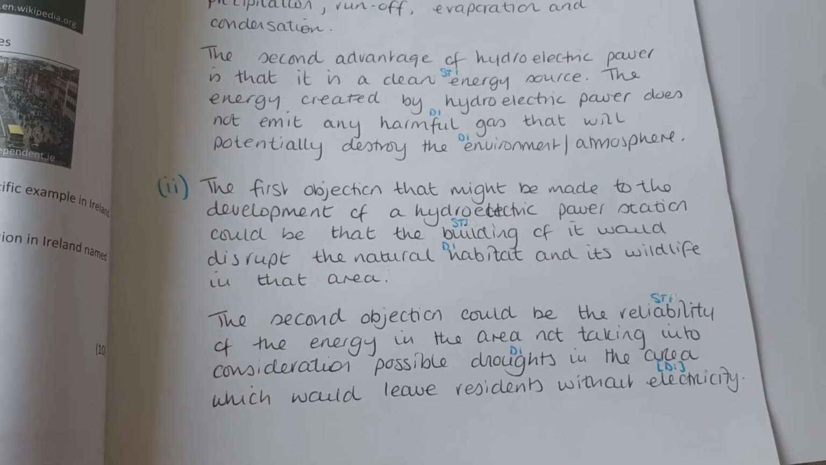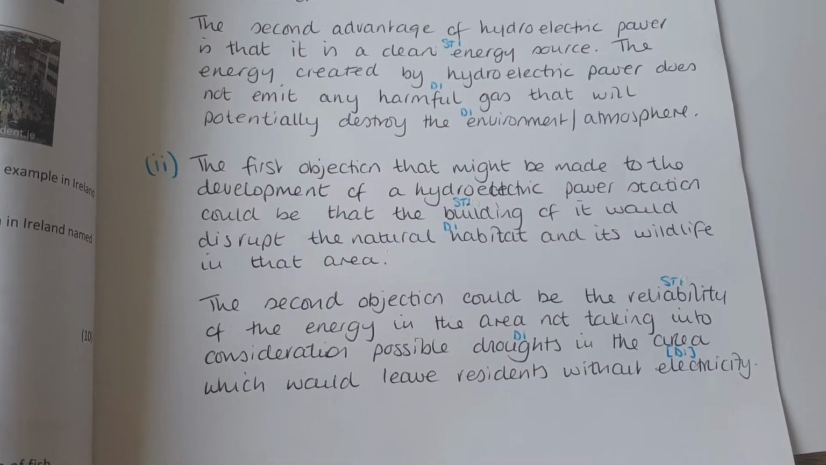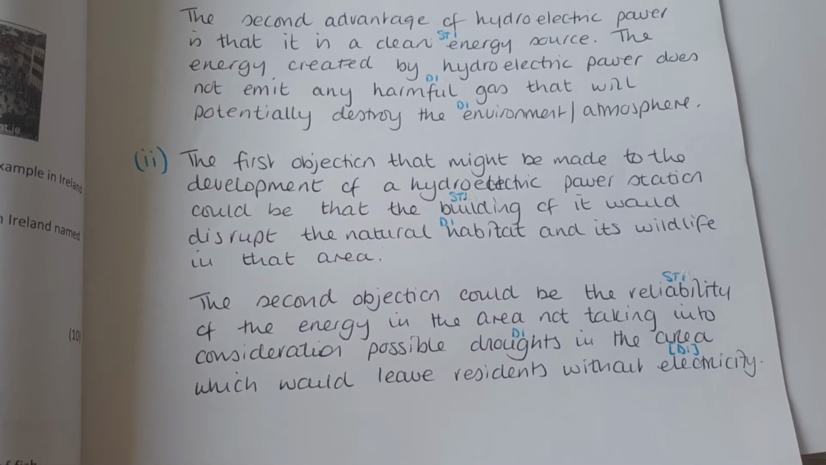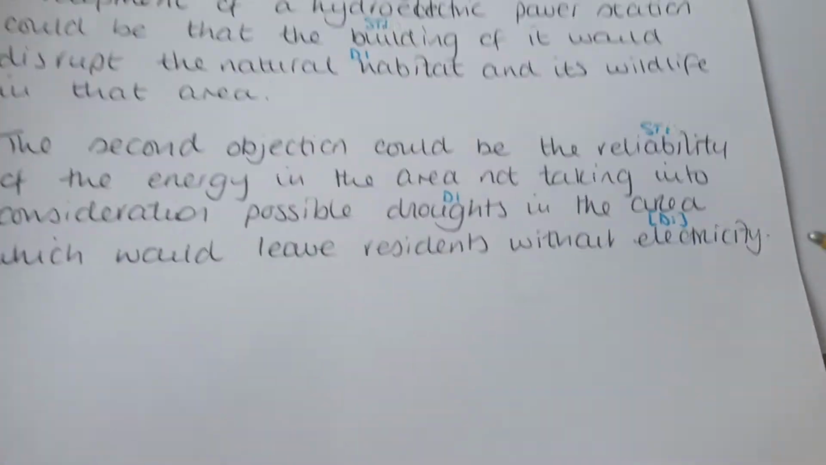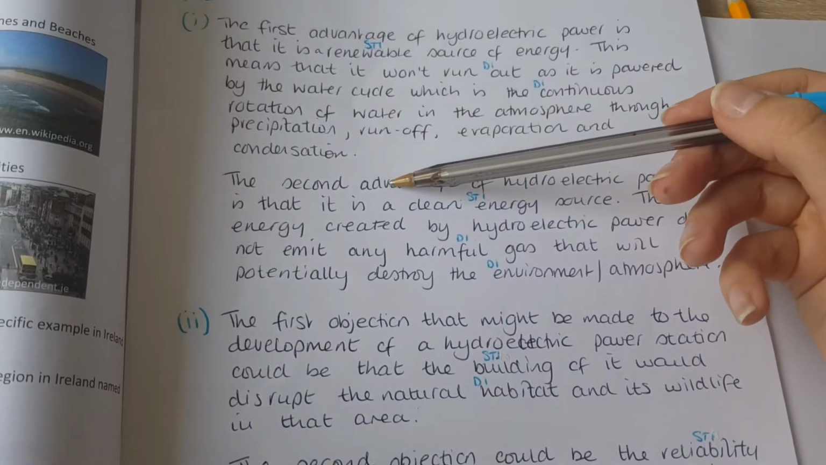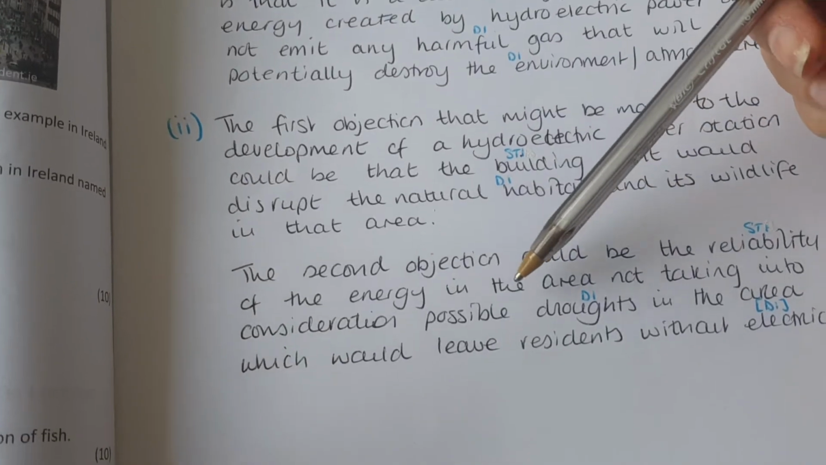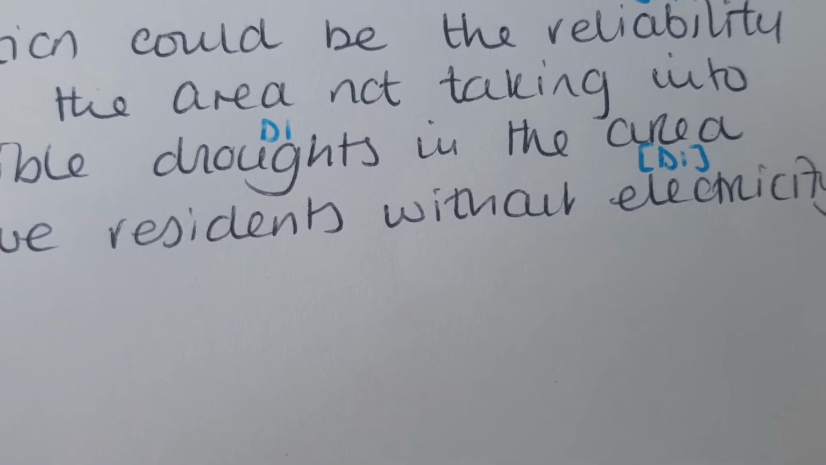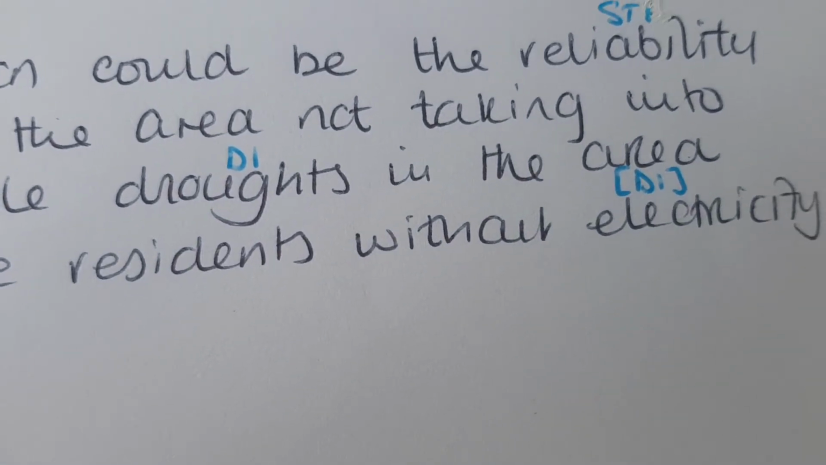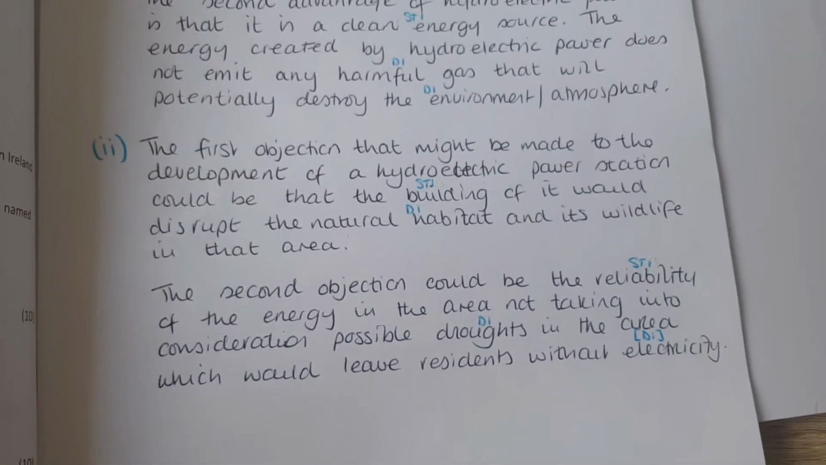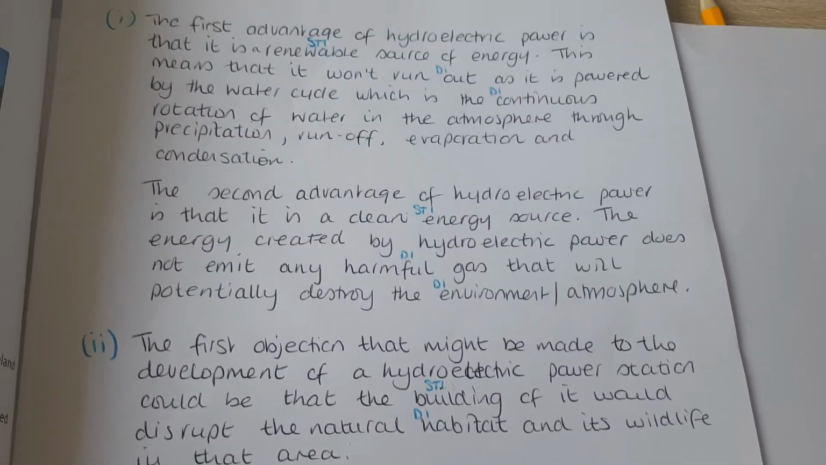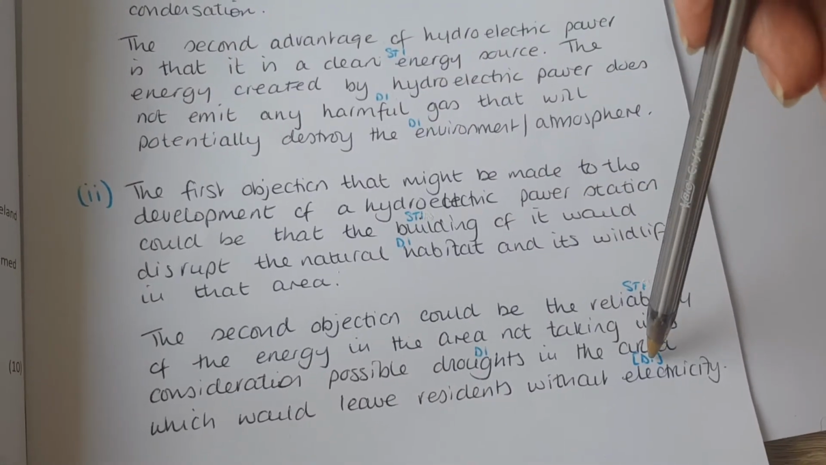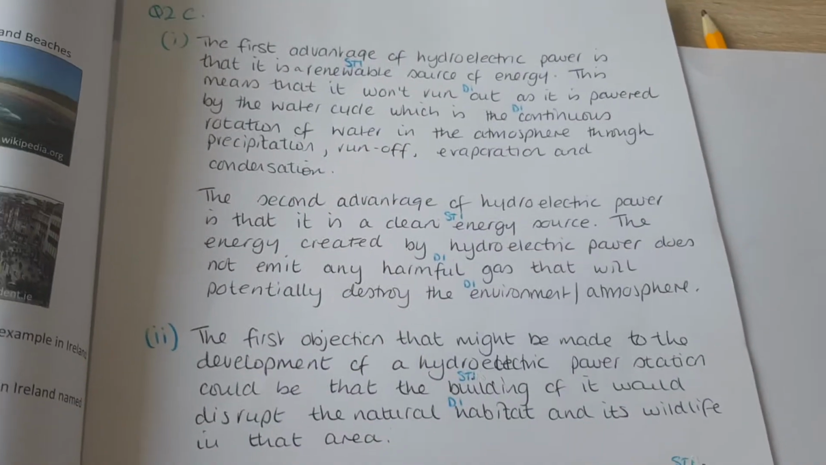Second objection could be the reliability of the energy in the area. They're not taking into consideration possible droughts in the area, which would leave residents without electricity. If you look down here, I have 6, 7, 8, 9, 10, and there's 11 here, but I have a little bracket around it. Your examiner would put a little square bracket around those marks. It's called a surplus mark. If you, for example, had missed out on some information up here, you actually have an extra mark to play around with down here, if you miss out on some information there.